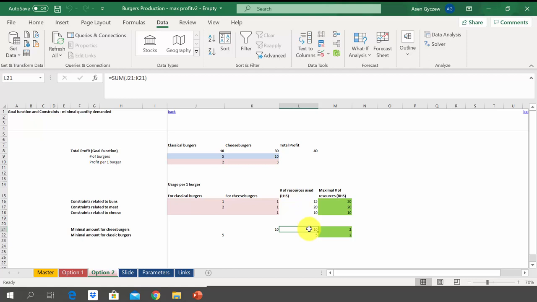So this is the way you can use this sheet. So play with numbers and the Solver. And if you have any questions regarding that, please let me know.